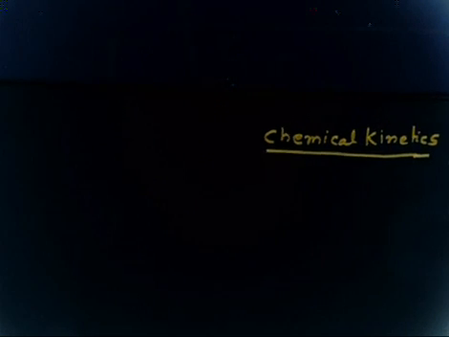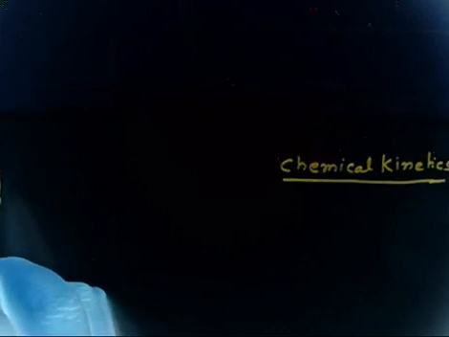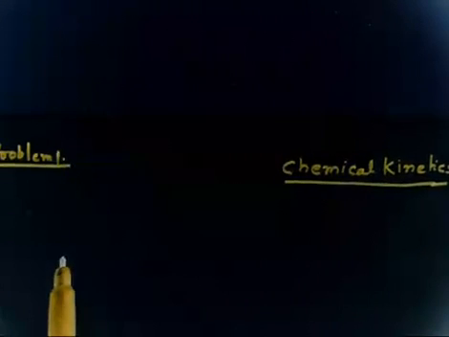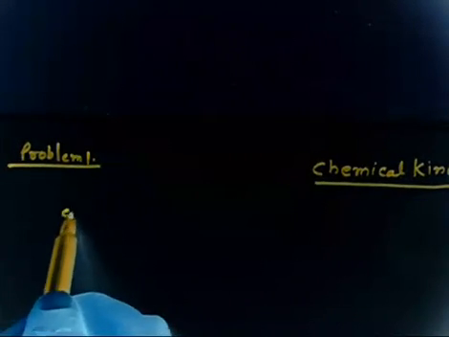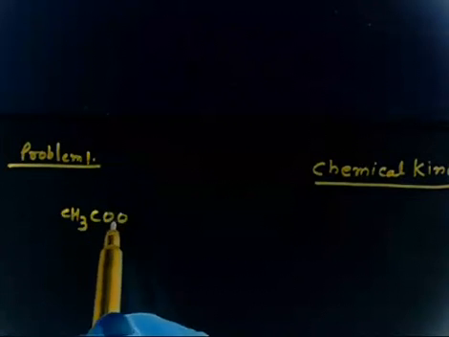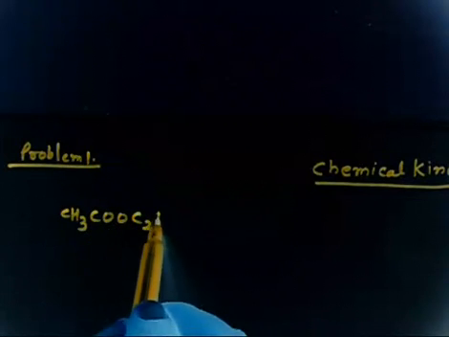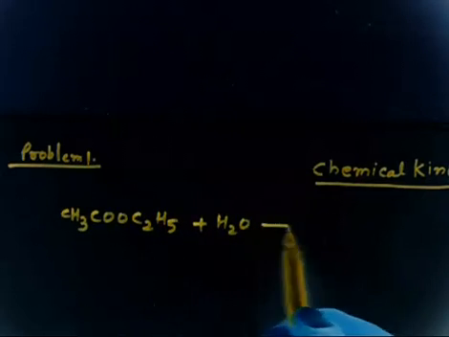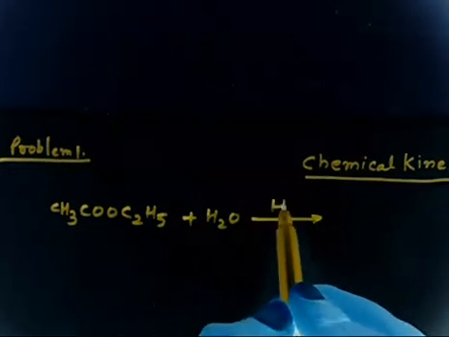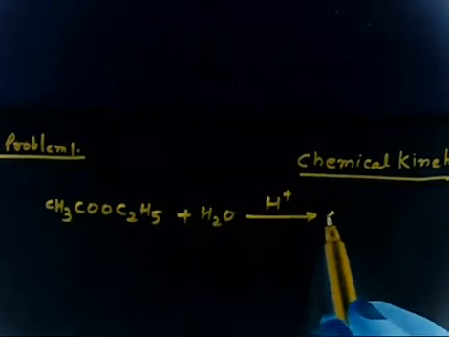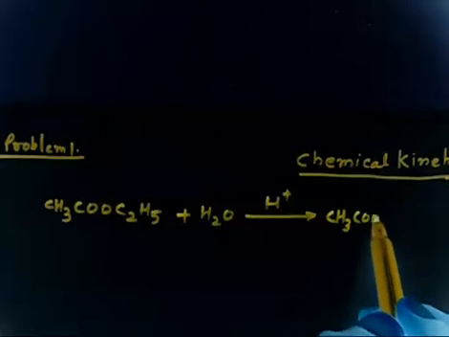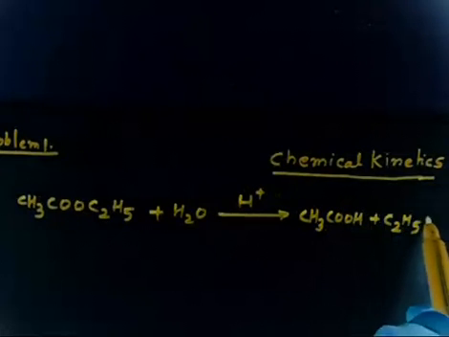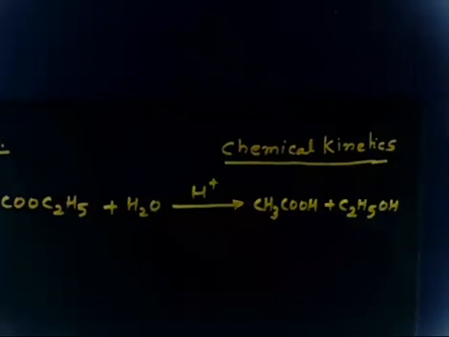So there is a reaction. So you have an ester. So let me write problem 1. This is from chemical kinetics. I have this reaction CH3COOC2H5. If this is treated with water, H2O, and H plus is taken as a catalyst in this reaction, this gives acetic acid CH3COOH plus C2H5OH. So this is your alcohol.